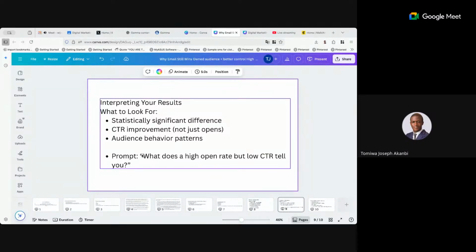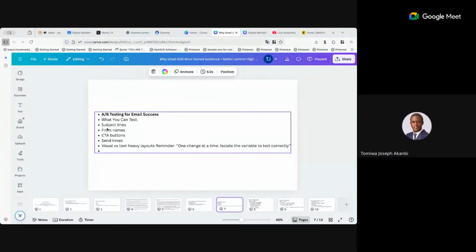So this is why I said data is always talking. When you send out emails, don't just send and forget. Go back and do A/B testing, or even without testing, go back and check the metrics of your emails.